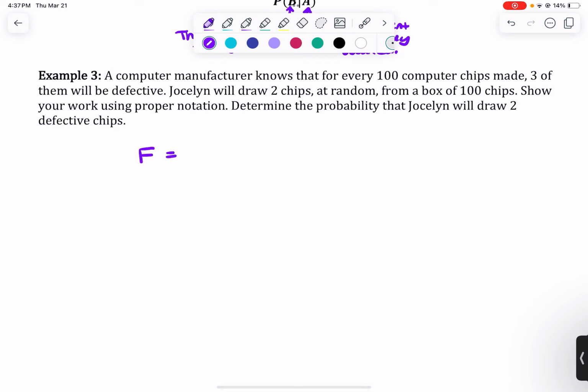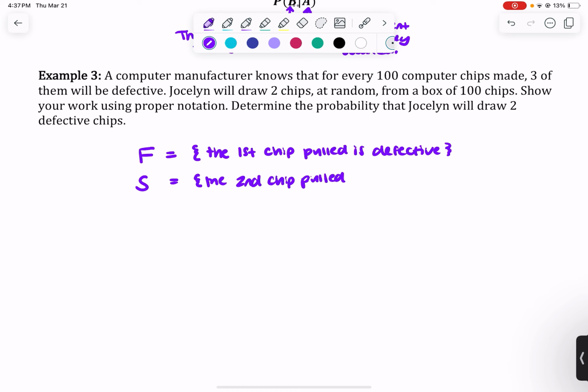I'm going to name my sets F and S for first and second. So F will be the first chip pulled is defective. And I'm going to use S to say the second chip pulled is defective. And I want to know the probability that both are going to be defective.